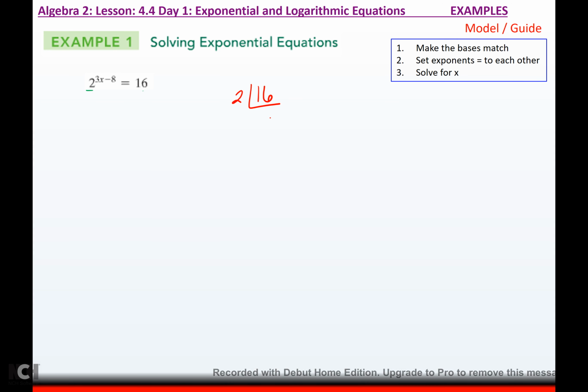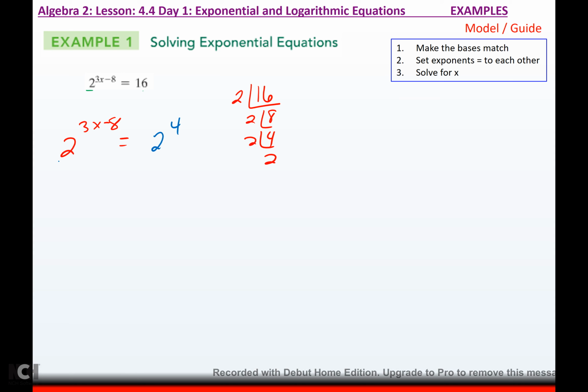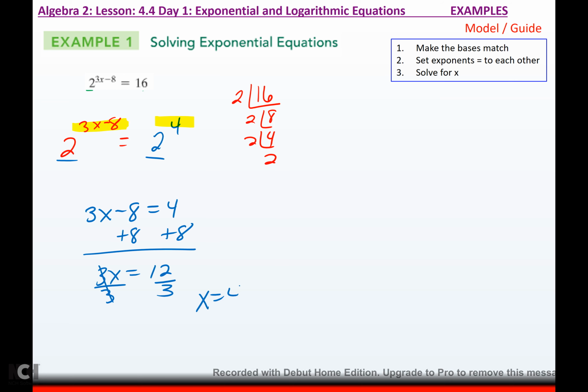So if I break 16 down by 2s, by 2 is 8, by 2 is 4, by 2 is 2. So I have 2 to the 3x minus 8 equals... And I can rewrite 16 as 2 to the 4th. So now my bases match, which means my exponents have to be equivalent to each other. So I can write an equation, 3x minus 8 has to equal 4. So to solve, I'm going to add 8. Add 8, I get 3x equals 12. Divide by 3, I get x equals 4. Alright?